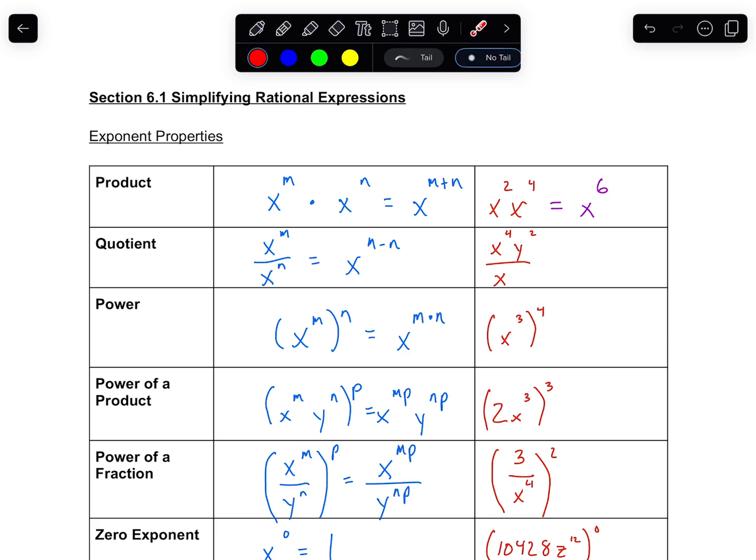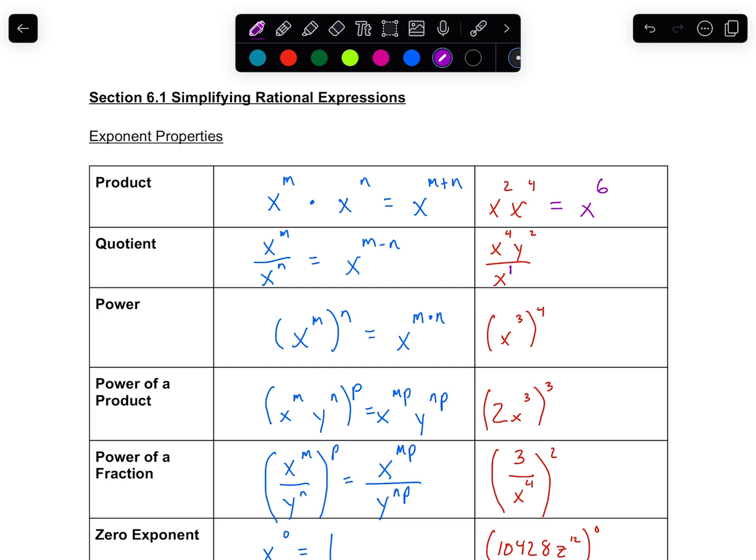Our next rule is our quotient rule. Again, if we have same bases and we're dividing, we subtract the top exponent minus the bottom exponent. So in our example, I've got x to the fourth times y squared divided by x. And when we don't see an exponent, we default that it's to the first.